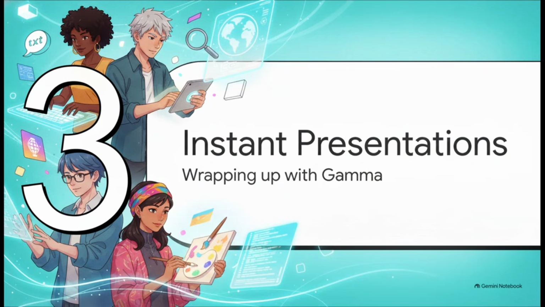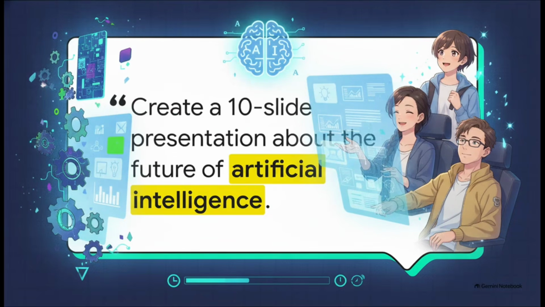All right, Section 3, Instant Professional AI Presentations. We are wrapping it up with Gamma. We all know creating a professional presentation usually means hours of agonizing over formatting slides, aligning text boxes, and picking colors. But when you use Gamma and simply type, create a 10-slide presentation about the future of artificial intelligence, the AI immediately goes to work. It saves you from all that formatting headache and visual hierarchy nonsense.